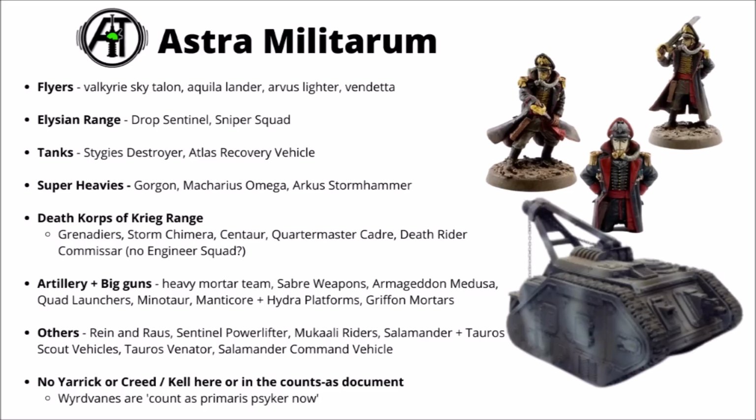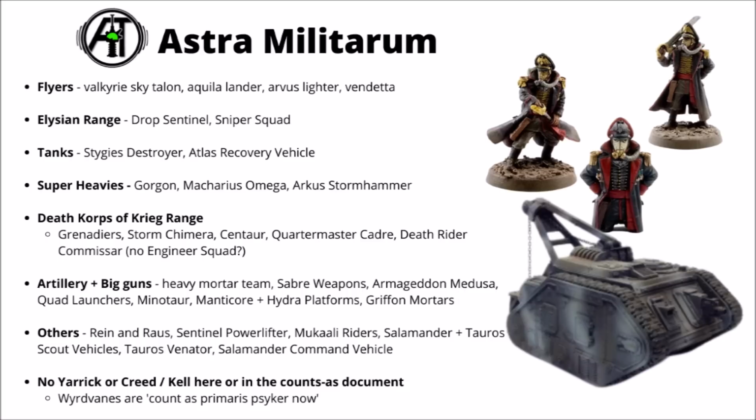There's a bunch of big guns here as well. Recent entries in the artillery section are the heavy mortar team and the quad launchers. They were playable for a while, plus Griffin mortars and a bunch of other things from the past as well. Again, Griffins were something that were present in the standard Guard Codex a few editions ago. Then there's a whole bunch of miscellaneous stuff.